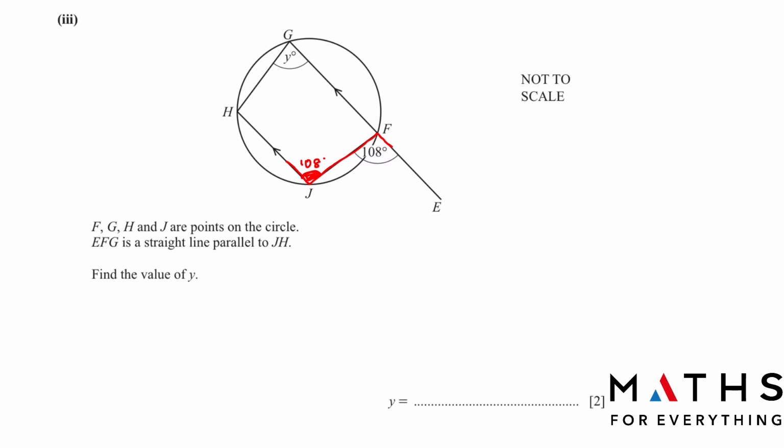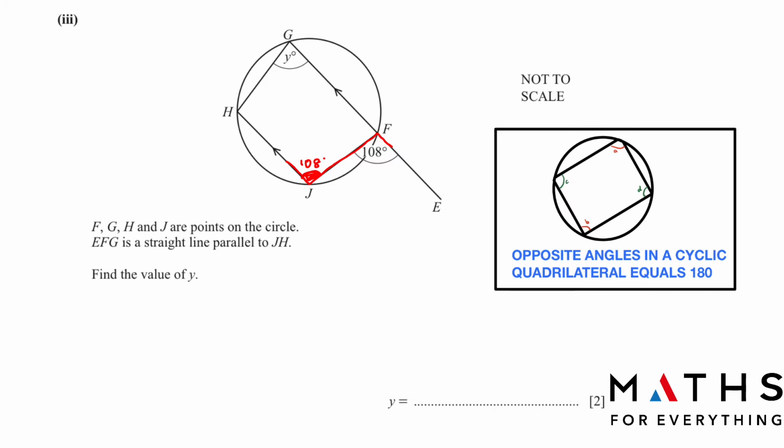They are equal. Now moving on to finding y. In a cyclic quadrilateral, the opposite angles add up to 180. So y plus 108 should equal 180. Therefore, y will be 180 minus 108, that is 72. So that's the answer.